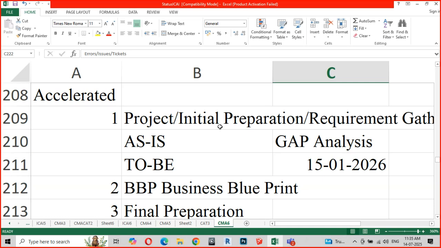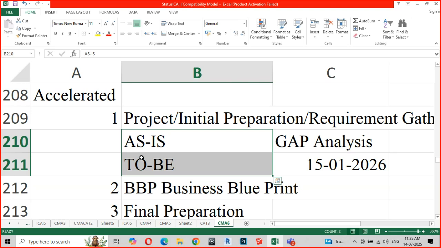So basically, as an implementing team, the team which implements SAP, I study how the business is currently working. What are the steps? What are the procedures it is following? What are the business processes that it is following?